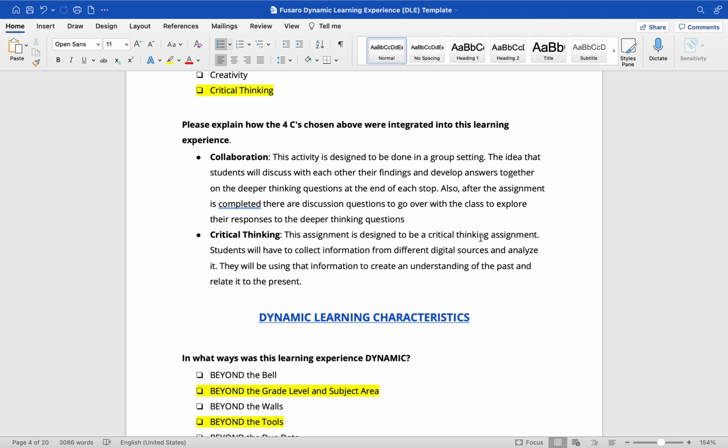One section is just information gathering. The other section is deeper thinking. And that also goes into your critical thinking aspect of this. So they're going to take that information and they're going to apply it historically. And using their critical thinking skills and speaking with each other as a group, they're going to be able to develop their answers a lot better and develop a historical awareness.